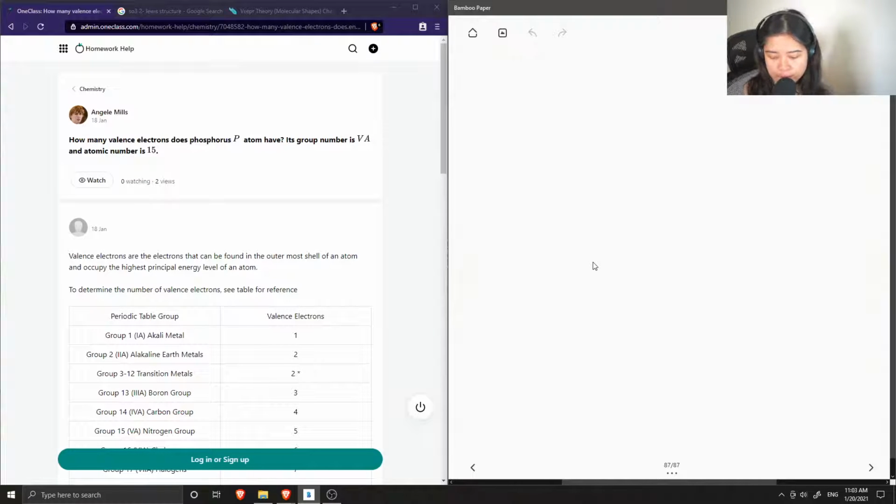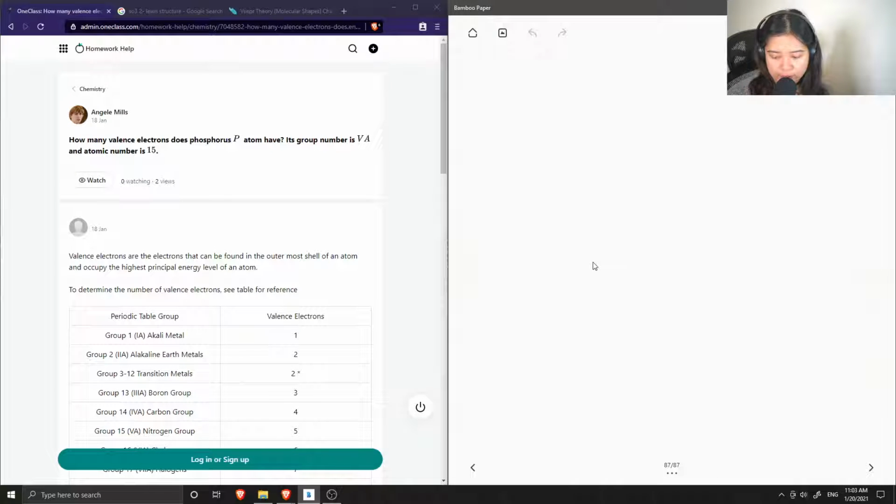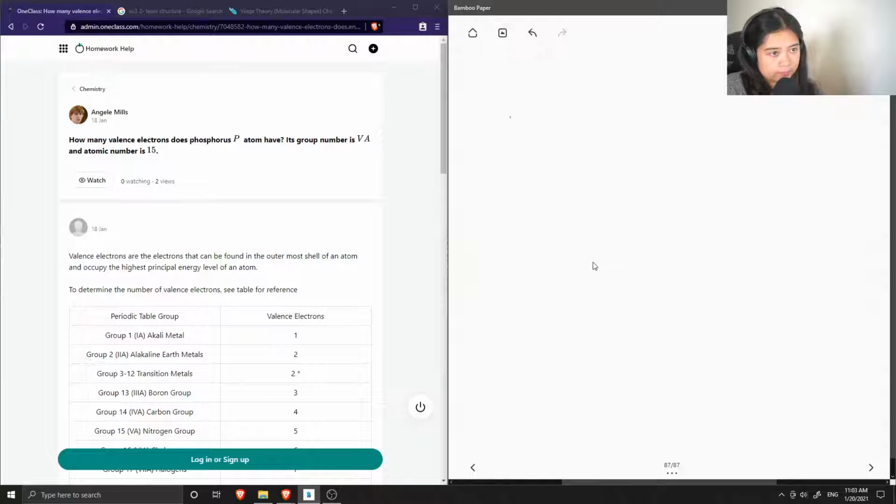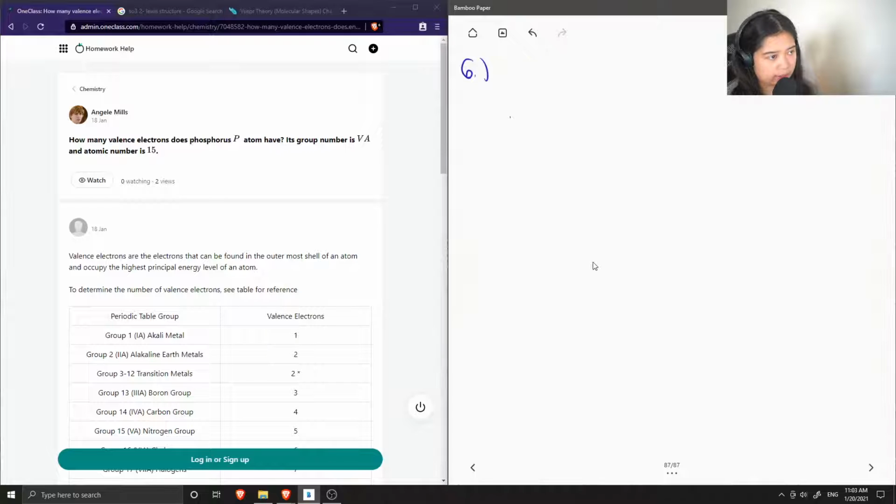And now we can move on to question number 6. How many valence electrons does the phosphorus atom have? Its group number is 5A and atomic number is 15.